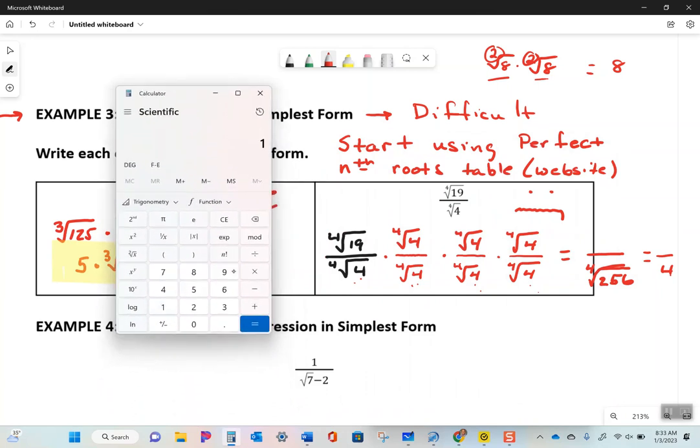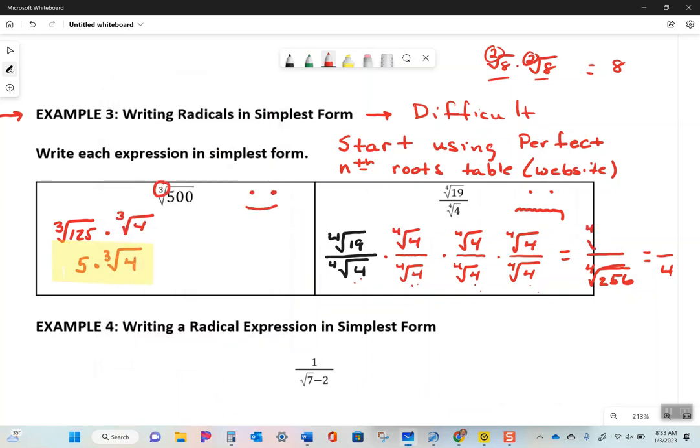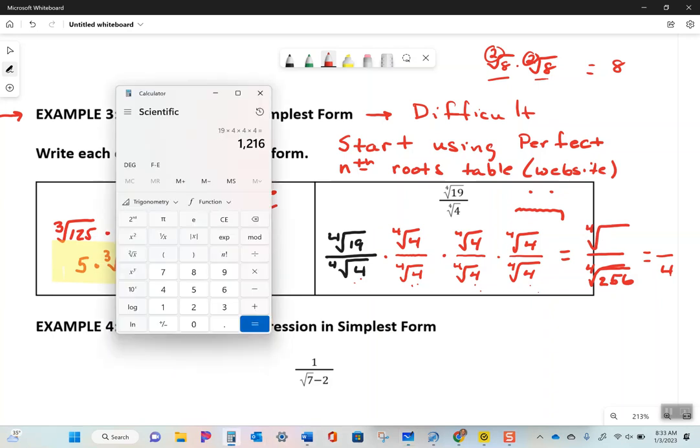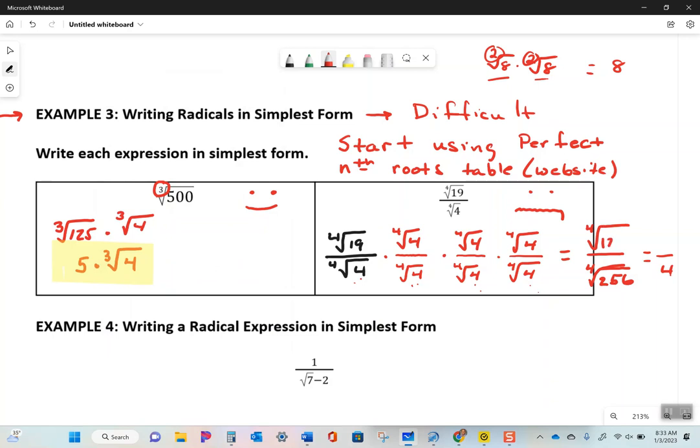Okay, so let's do that. 19 times 4 times 4 times 4. What do I get for a value up there? Okay, so that's the 4th root of, what was that number, guys? Did you see that? 1,216. Okay. All right.